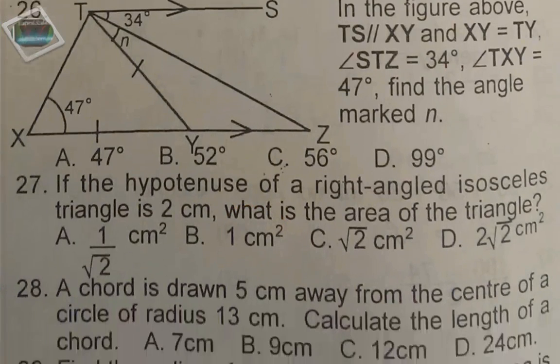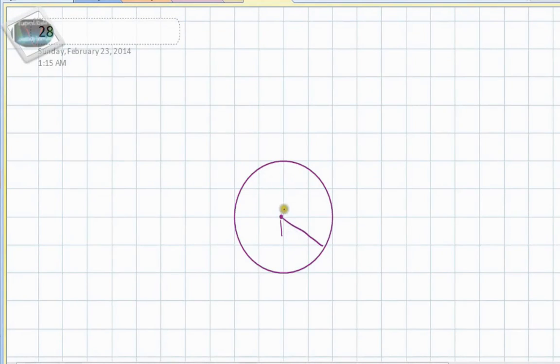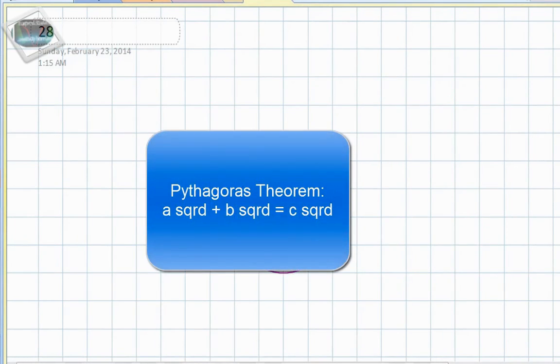Question 28 tells us about a circle. The radius of the circle is 13 centimeters, and then it says that from the center of the circle, 5 centimeters down, a chord is drawn. We're going to say this is 5 centimeters. So this is the chord that's drawn, 5 centimeters down, and it wants us to know how long this chord is.